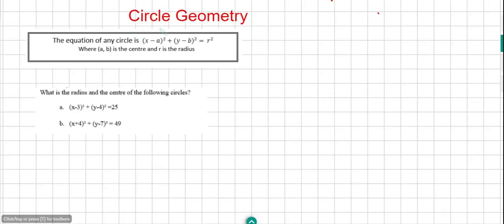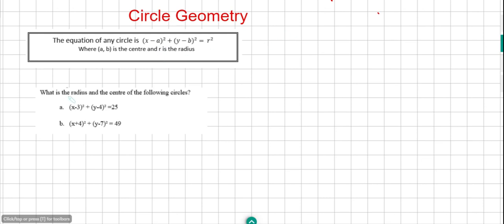I'm now going to talk about circle geometry and the standard equation of a circle. So this is it: (x − a)² + (y − b)² = r². In this case, r is the radius and (a, b) are the coordinates of the center of the circle.